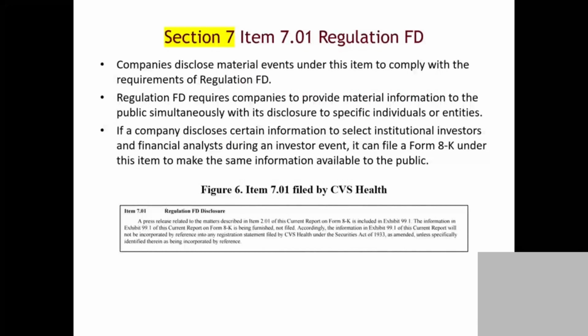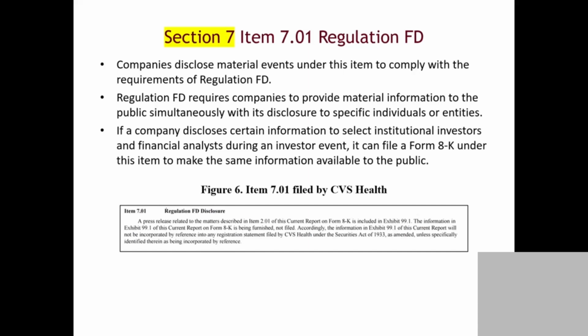So then we move to another important item, called item 7.01 and 8.01. Why is this important? Because you see the earlier classification is very clear, right? If it's a contract, you go to that one. If it's financial news, you go to that one.